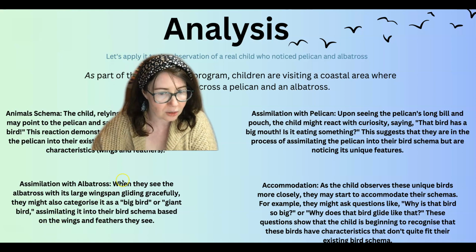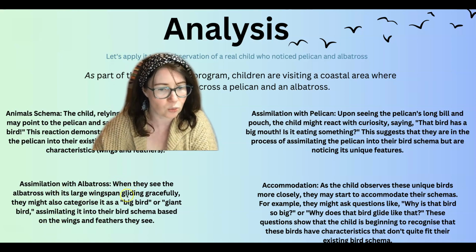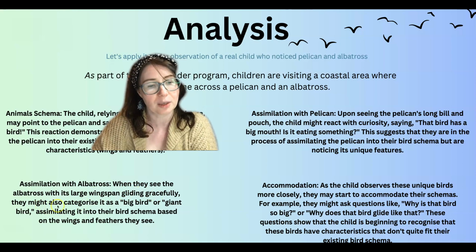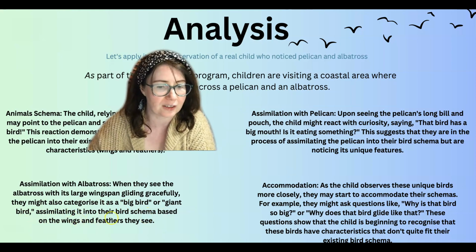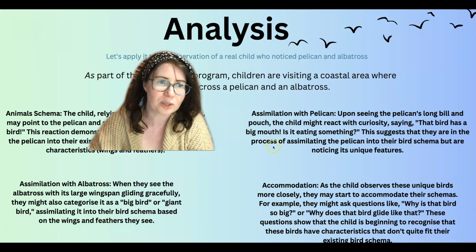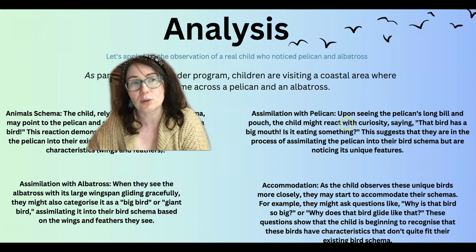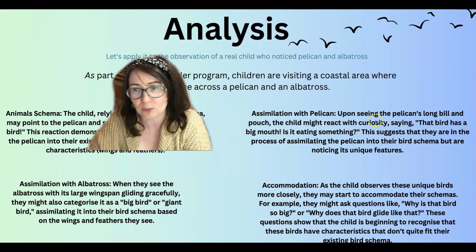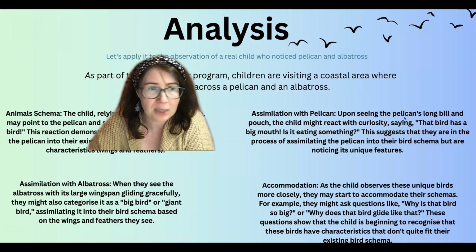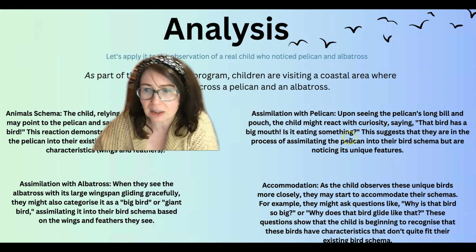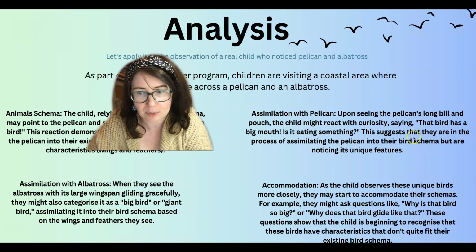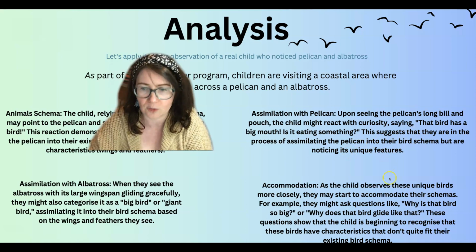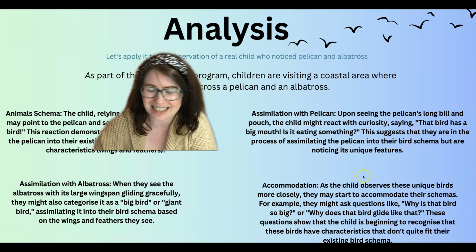Assimilation with albatross. When they see the albatross with its large wingspan gliding gracefully, they might also categorize it as a big bird or giant bird, assimilating it into their bird schema based on the wings and feathers they see. Assimilation with pelican. Upon seeing the pelican's long bill pouch, a child might react with curiosity, saying, "The bird has a big mouth. Is it eating something?" This suggests that they are in the process of assimilating the pelican into the bird schema but are noticing its unique features.